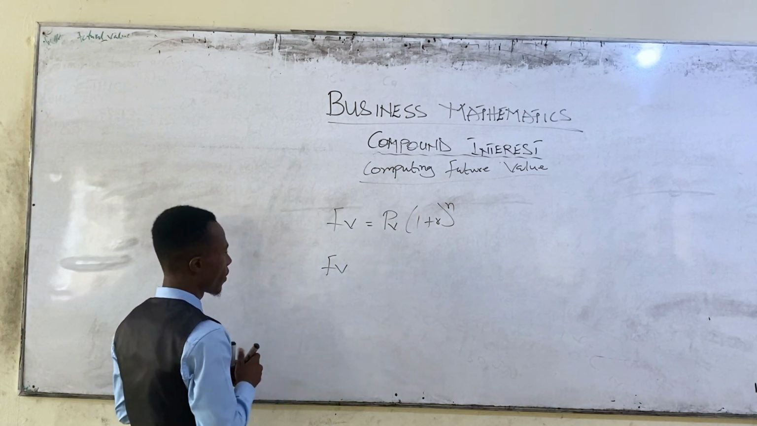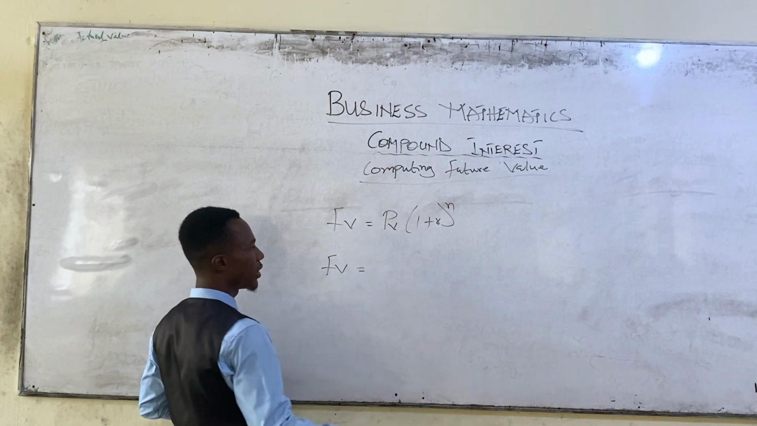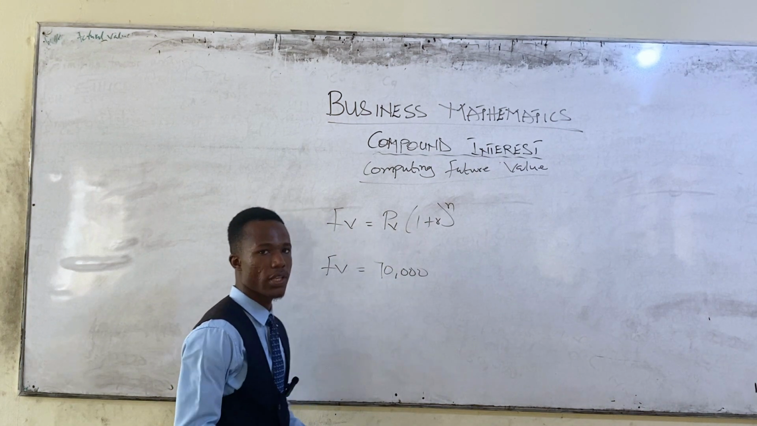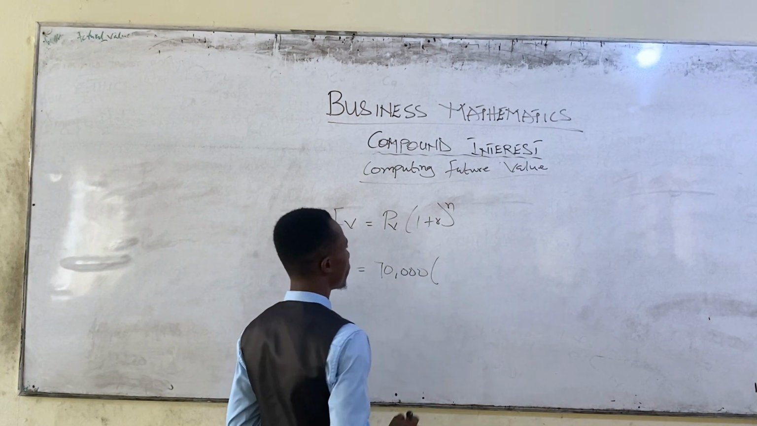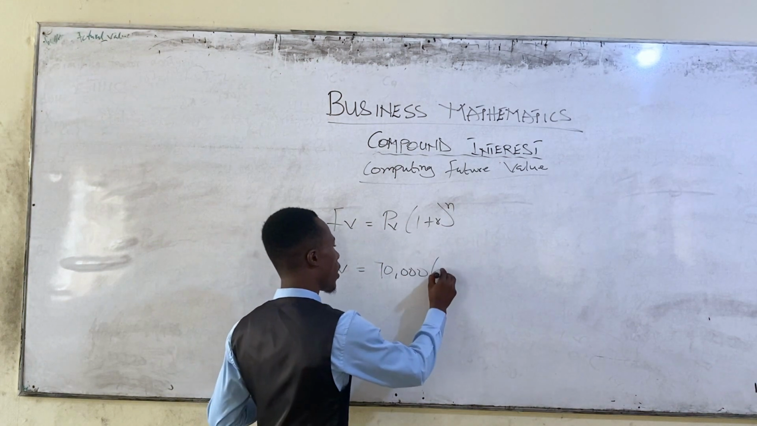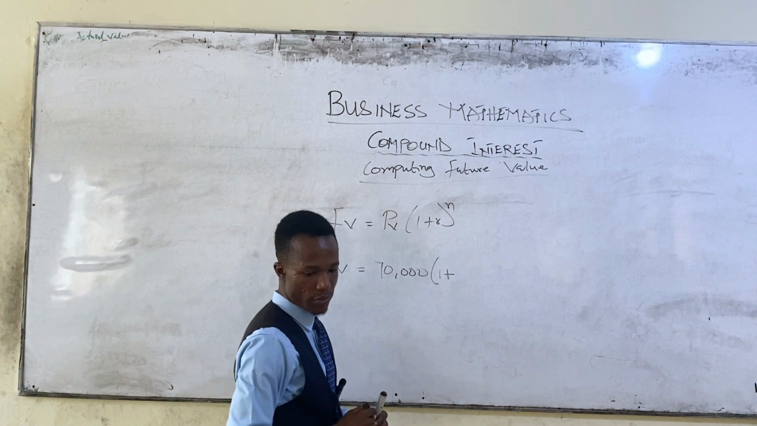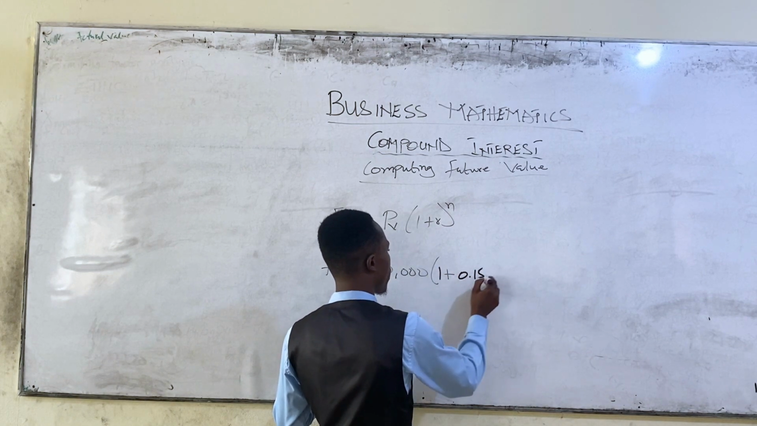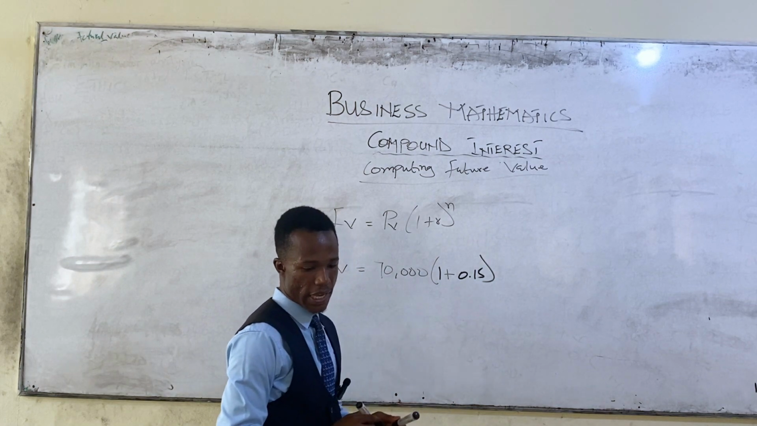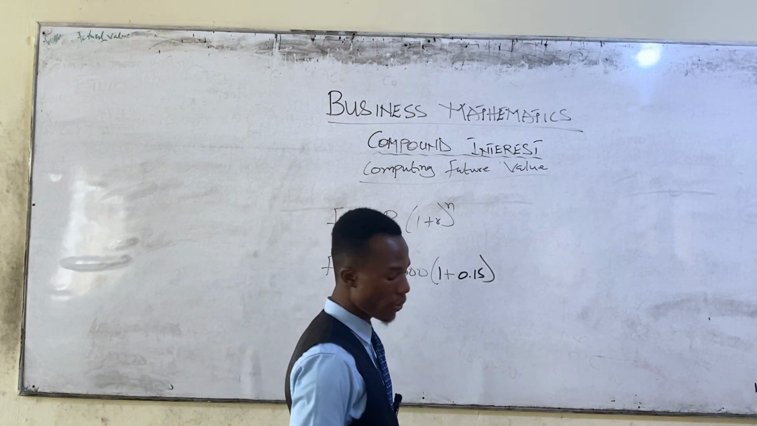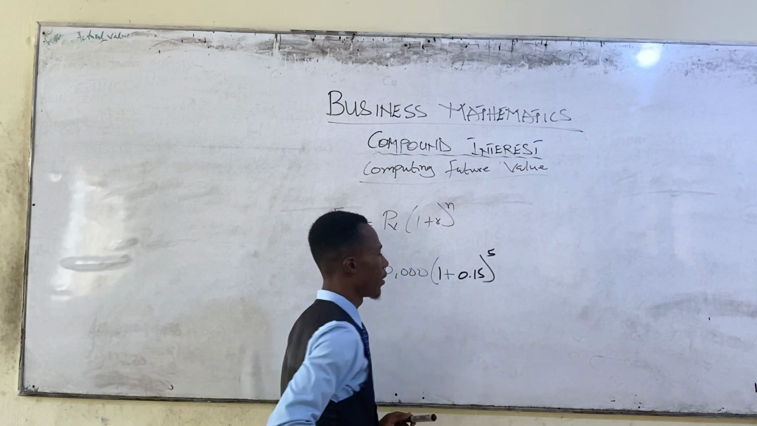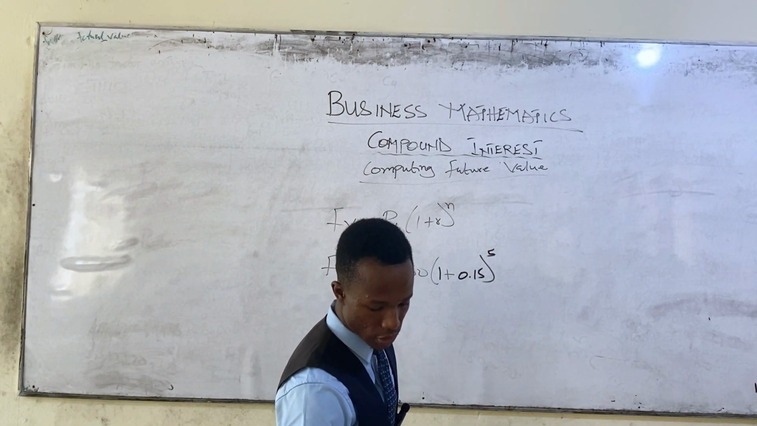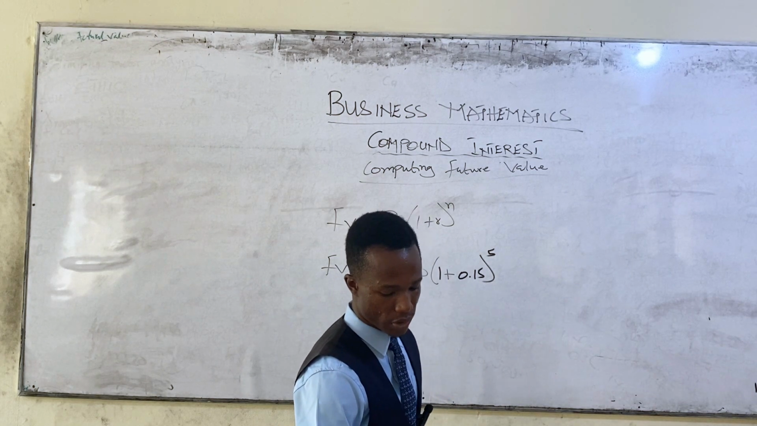It's very simple here. Future value is equal to, now what is the principal in the question? It was given to us as 70,000, multiplied by 1 plus r. What is the rate? The rate is 15%, so you can say 0.15, exponent n, and the n refers to the number of years. So we have 5 years here. That is all. Then you input everything into the calculator to get your final answer.